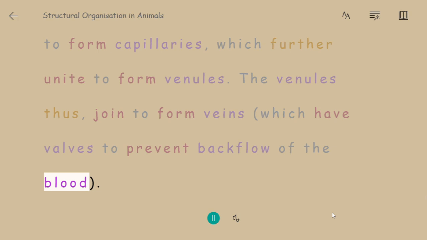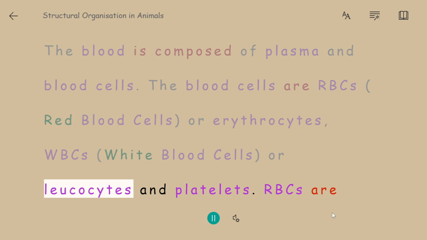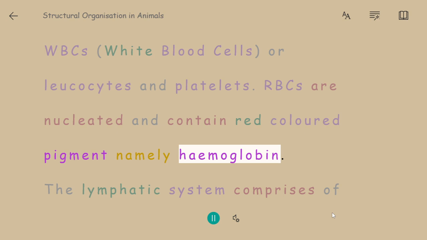The blood is composed of plasma and blood cells. The blood cells are RBCs, red blood cells, or erythrocytes, WBCs, white blood cells, or leukocytes, and platelets. RBCs are nucleated and contain red-colored pigment, namely hemoglobin.